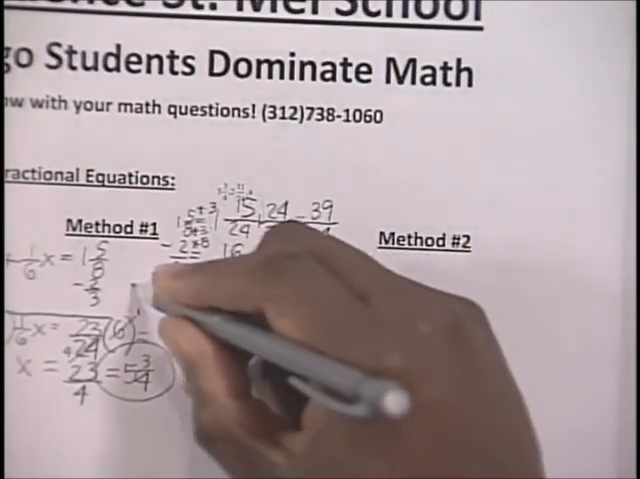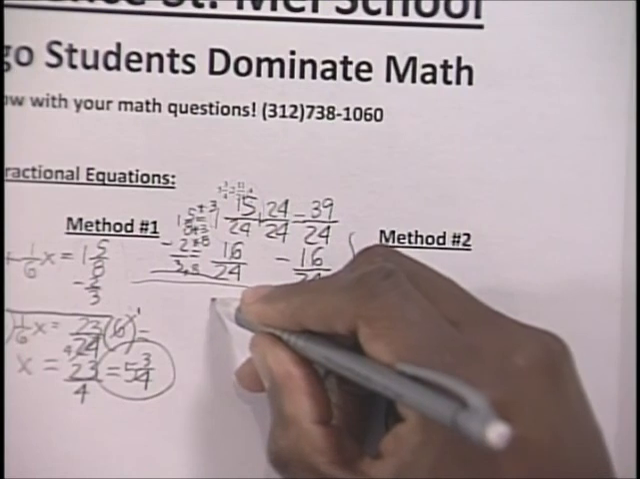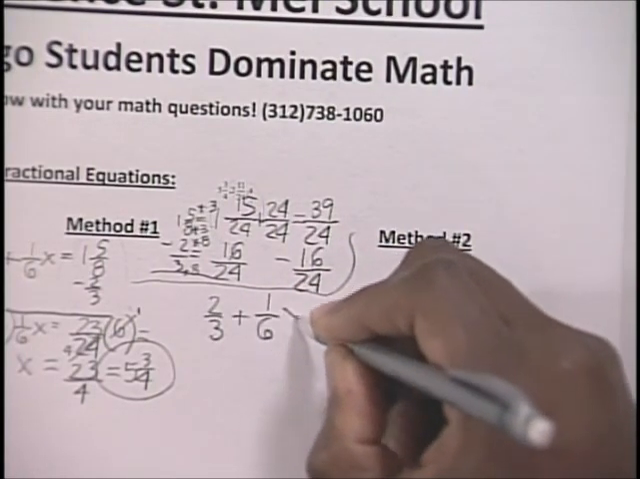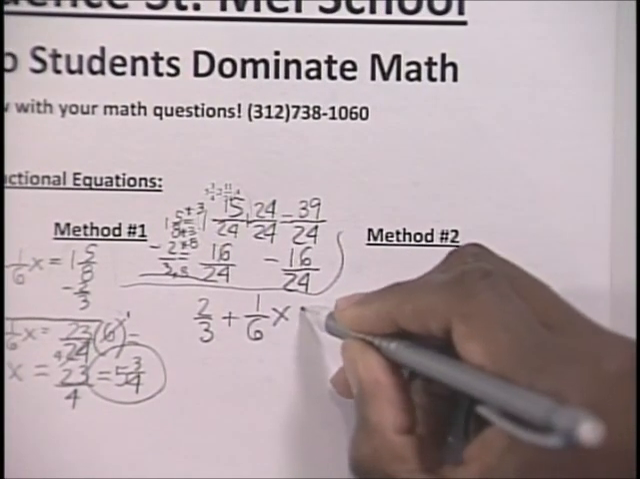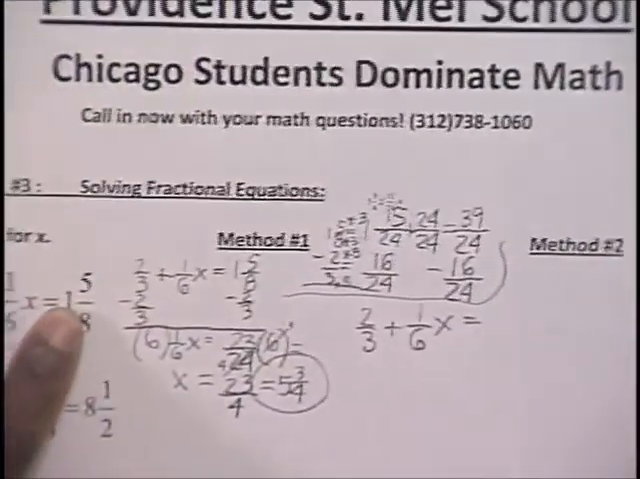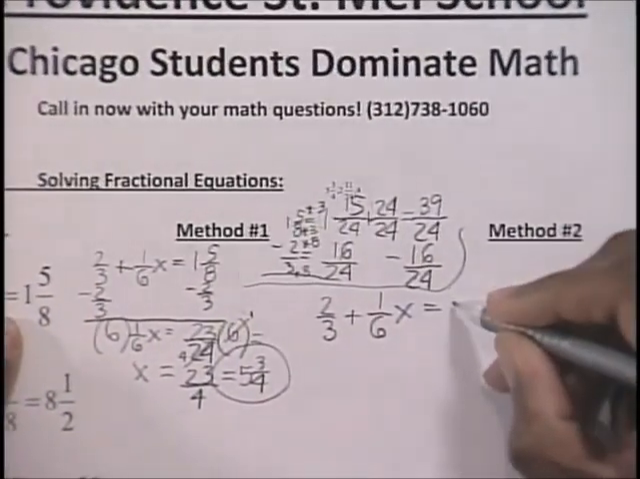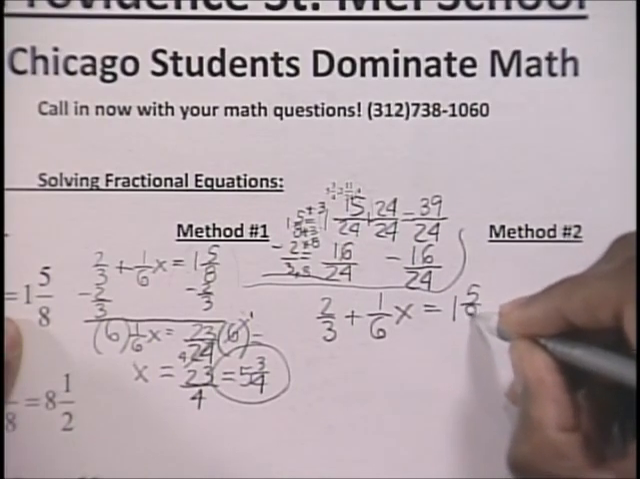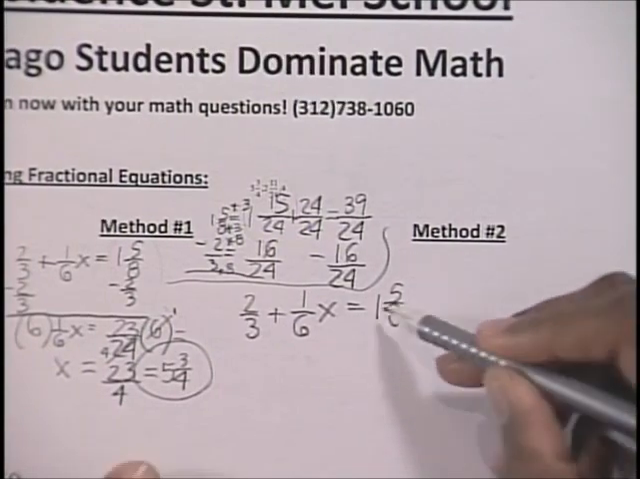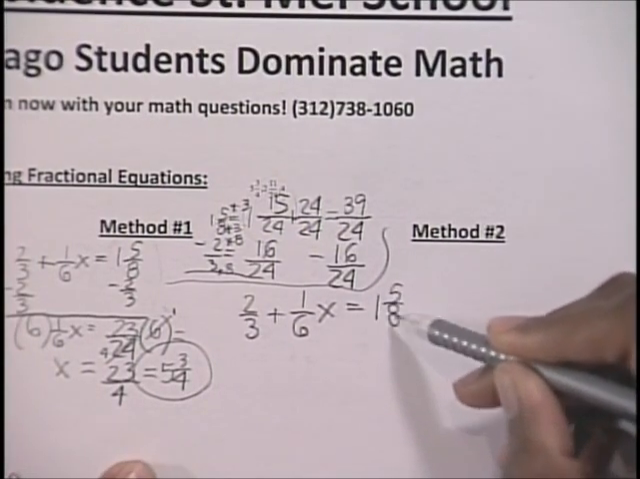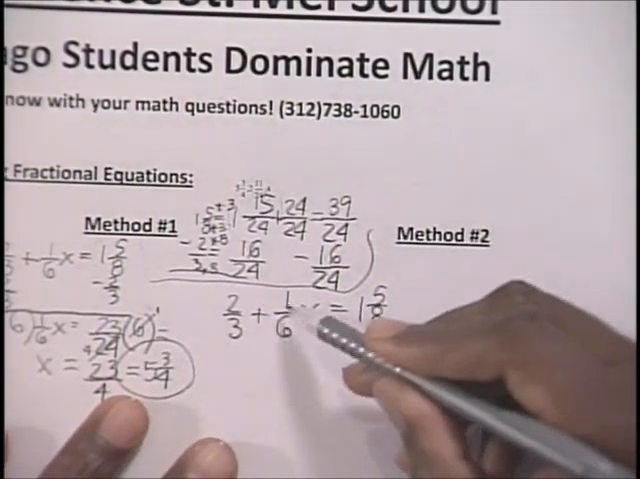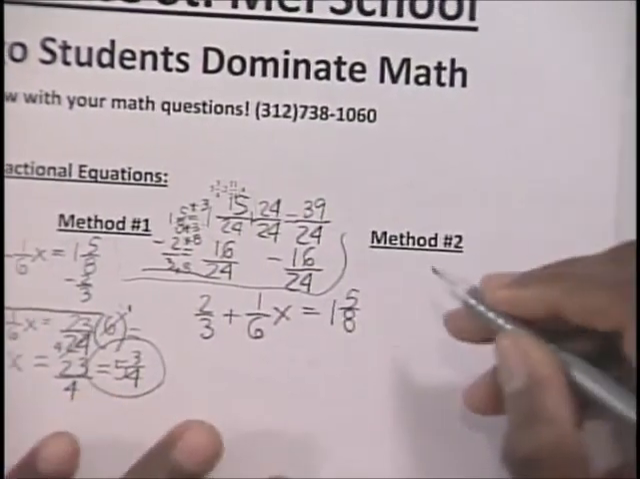So we've got 2/3 plus 1/6 x is equal to 1 5/8. Okay, it was equal to 1 5/8. I'll just write that down. All right, so what I'm gonna do is I'm gonna rewrite 1 5/8. There's another way we can rewrite 1 5/8 in terms of what we call an improper fraction. So let's rewrite this problem where I change 1 5/8 to an improper fraction.